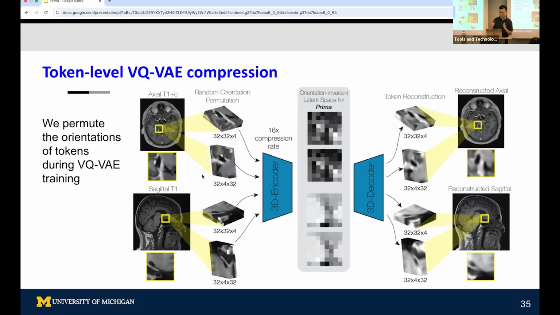As a sort of data augmentation step, since our brain scans come from all three orientations, we permute the orientation of each token when we're training the VQVAE, just to make the model a little bit more robust. As we can see here, we feed the raw tokens into our 3D encoder for a 16x compression rate. It generates these latent tokens, which are then fed to the Prima backbone. And we have this decoder that can take in latent tokens and reconstruct the original tokens.